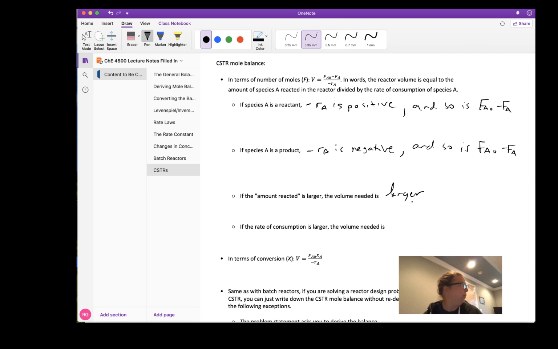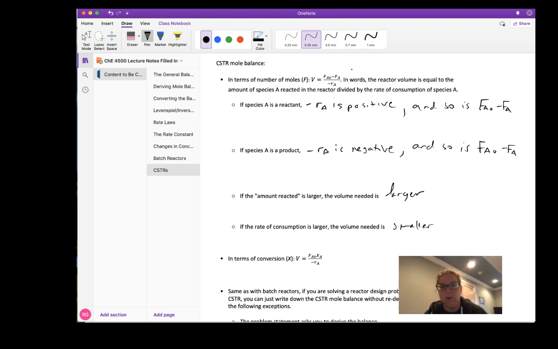So the more we want to react away or the more we want to form, the more volume that we're going to need. If we look at this rate of consumption, a faster reaction rate would be a larger rate of consumption, and a slower reaction rate would be a smaller rate of consumption. What does this tell us? If the rate of consumption is larger, do we need a smaller or a larger volume? So the faster the rate, the smaller the volume that we need. If the rate of consumption is larger, the volume needed is smaller.